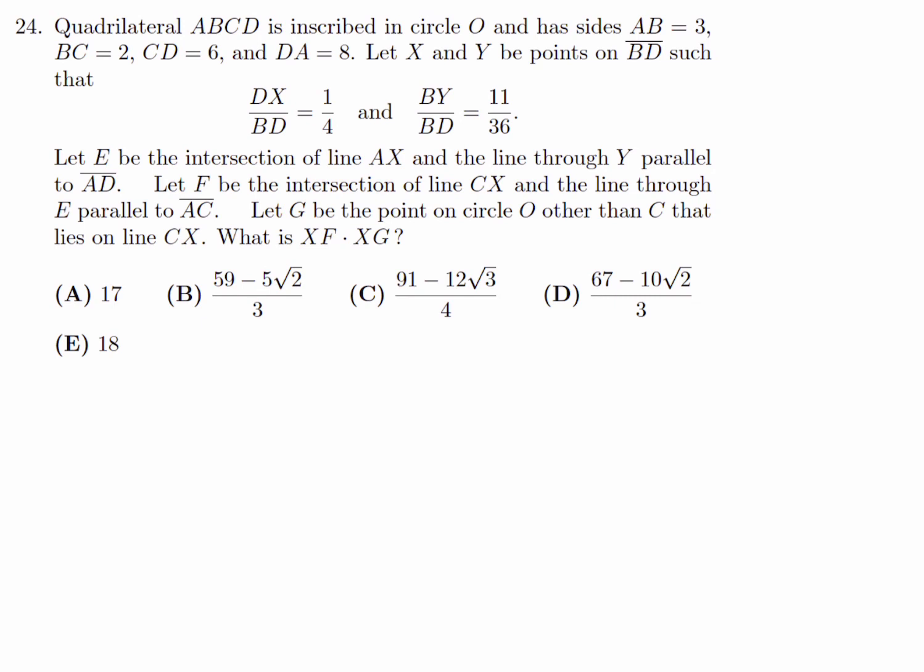Quadrilateral ABCD is inscribed in circle O and has sides AB equal to 3, BC 2, CD 6, and DA 8. Let X and Y be points on BD such that DX over BD is equal to 1 over 4 and BY over BD is equal to 11 over 36. Let E be the intersection of line AX and the line through Y parallel to AD. Let F be the intersection of line CX and the line through E parallel to AC. Let G be the point on circle O other than C that lies on CX. What is XF times XG?